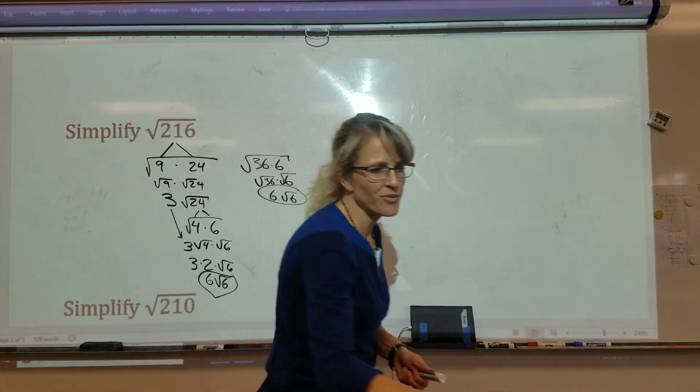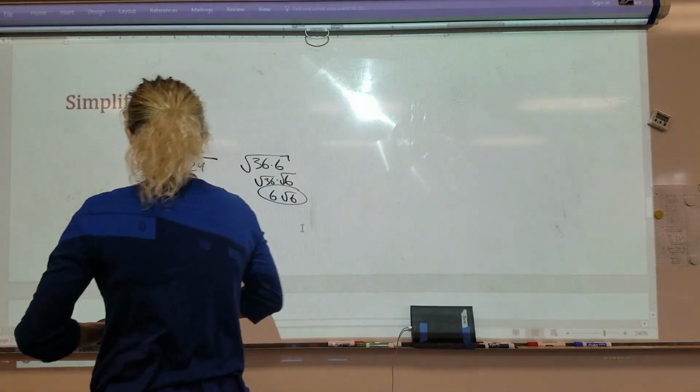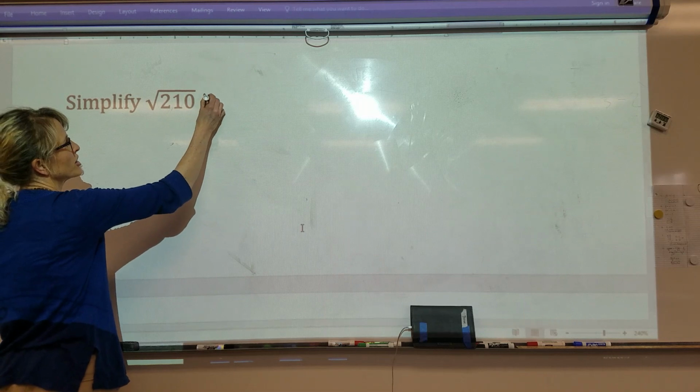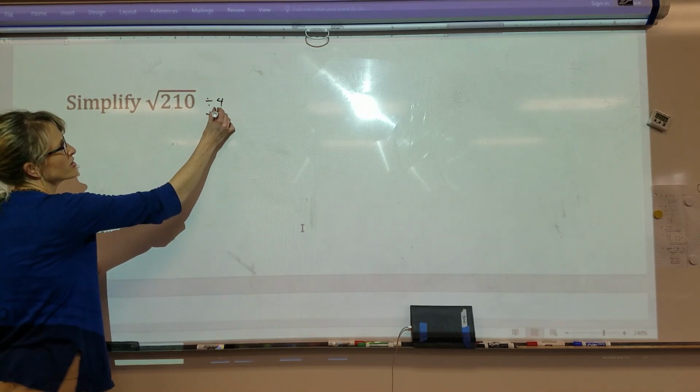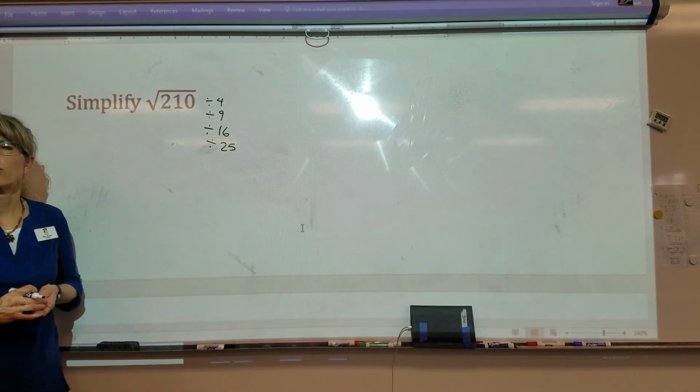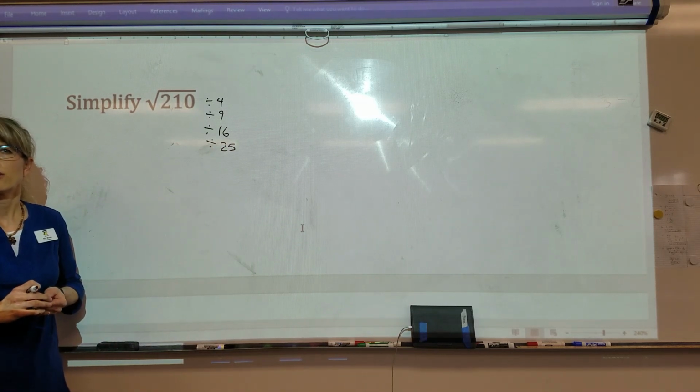All right, what if you get some weird number like root 210, and you go through and you check, is this, if you've got a calculator, check it. Is it divisible by 4? Is it divisible by 9? How about 16? Just checking some of the first few perfect squares. Is it divisible by any of those?